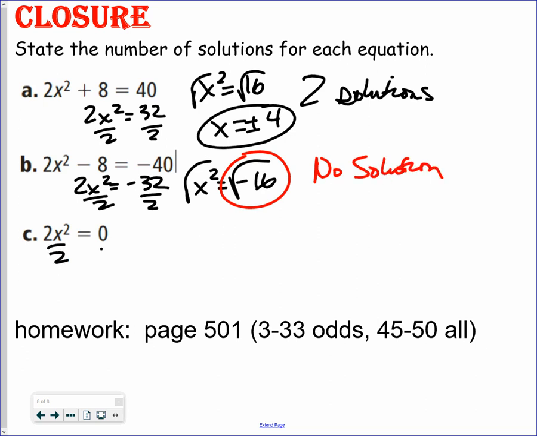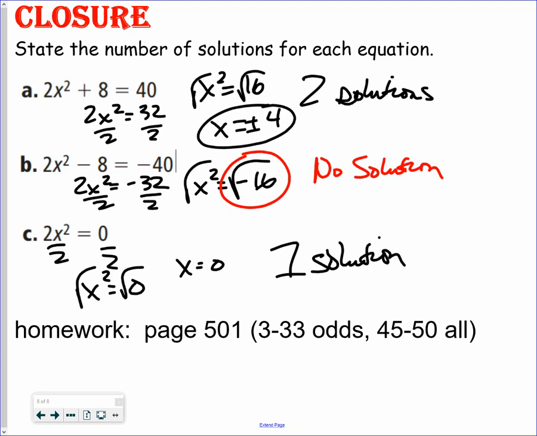Last one, divide by 2. Take the square root of both sides. Because you're taking the square root of 0, you're only going to get 1 solution. So you don't need a plus 0 and a minus 0.